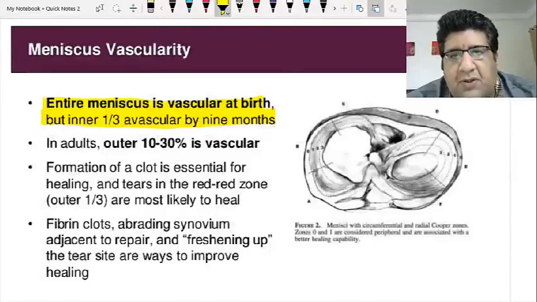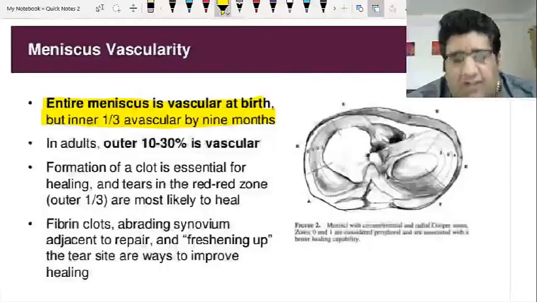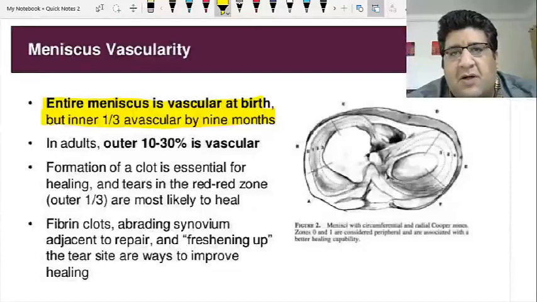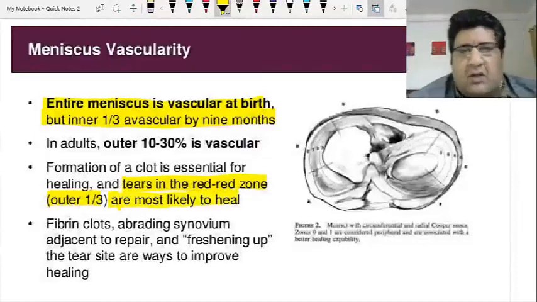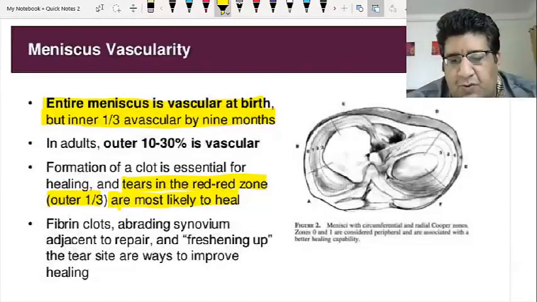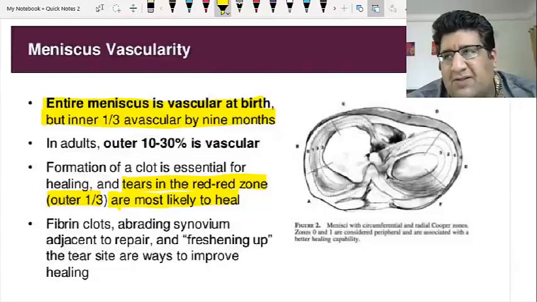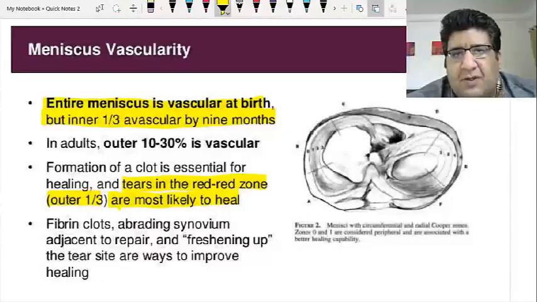Now, how is that connected to healing? Whenever a meniscal tear happens in the red zone, the outer one-third, the peripheral vascular zone, the chances of healing are better. Why? Because for meniscal healing, the formation of a clot is essential, and that is possible only if you have a vascular zone tear. That is why a tear in the red zone is most likely to heal, because clot formation is very essential. So we would like to conclude that a tear in the outer one-third, the peripheral vascular zone, has better chances of healing as compared to an inner one-third white zone tear.